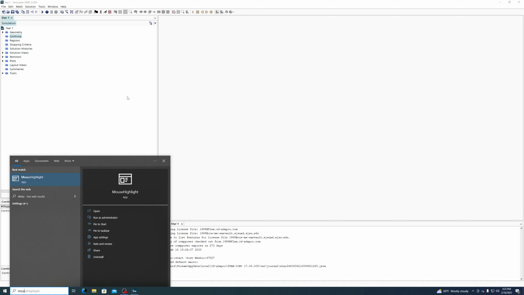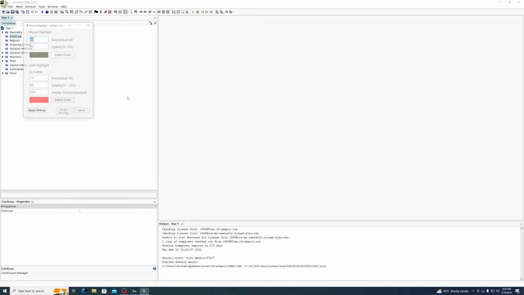on the mouse highlight. There we go. Let me get that out of the way. There we go. It's with this Continua folder. Continua is where we define what equations it is using. We define what physics are being modeled.